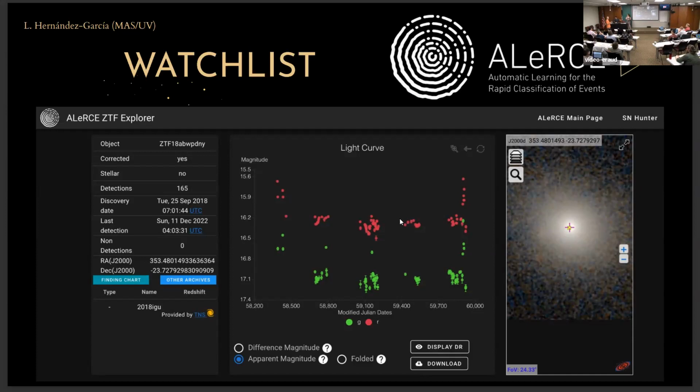There is one comment and question online. The comment is that a new alert means a 5 sigma change from average. Sure. And the question is, how do you determine the time lag?